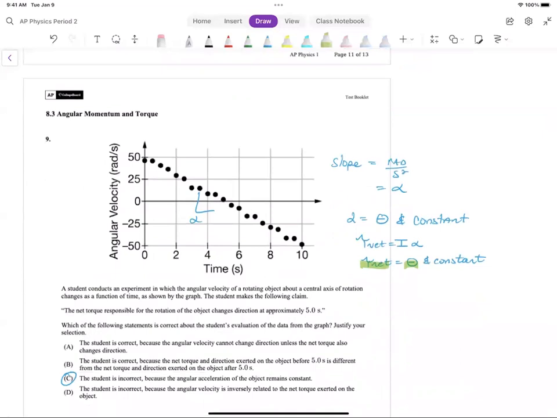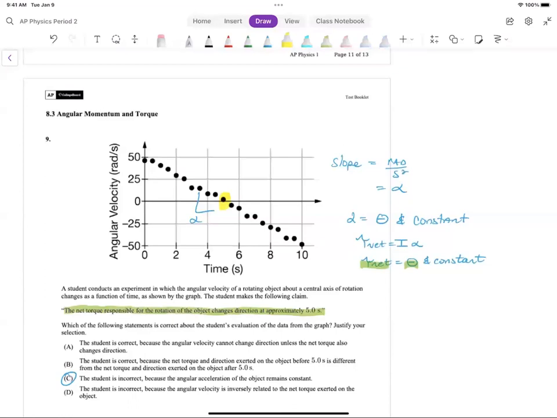So the student makes the comment that the net torque of the rotation of the object changes direction at 5 seconds. So this is right here. Everybody wants to think it's changing directions. The net torque doesn't change directions at that moment in time. Angular velocity changes directions. The torque stays the same because acceleration is constant the entire time.